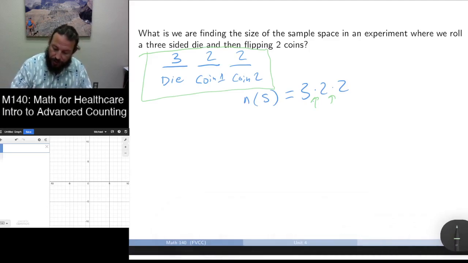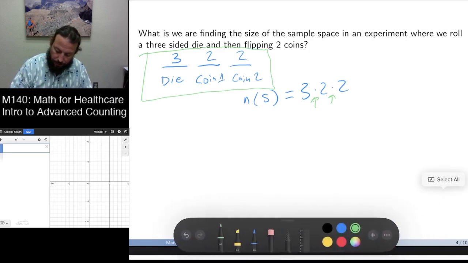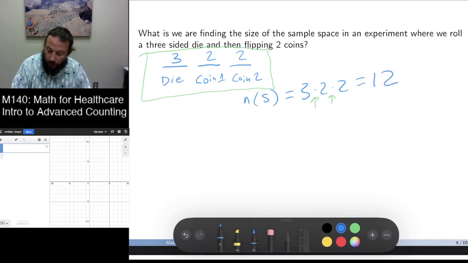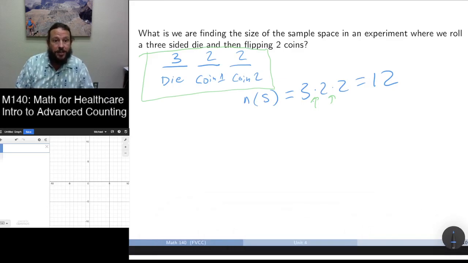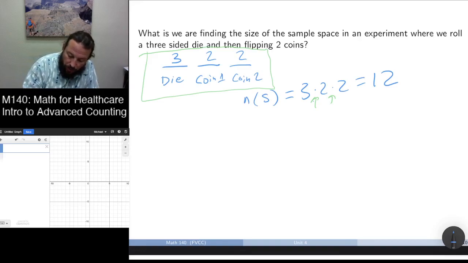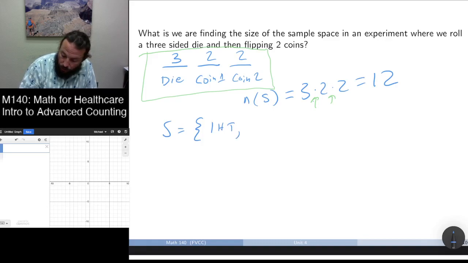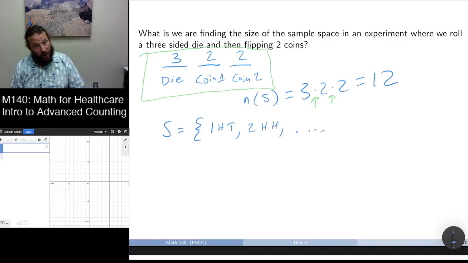So here, what do we get? What's the size of the sample space? Let's get back to blue. 3 times 2 times 2 gives me, of course, 12. And so now we know that the size of that sample space is 12. We don't have to list them all out. Just as a reminder, some of those will look like a 1, heads, and then tails. Say a 2, heads, and a heads. There's 12 of those in there. I'm not going to write them all out, but that's what we're doing.